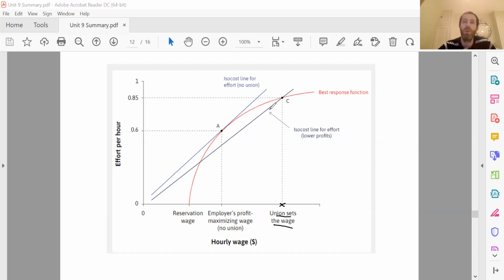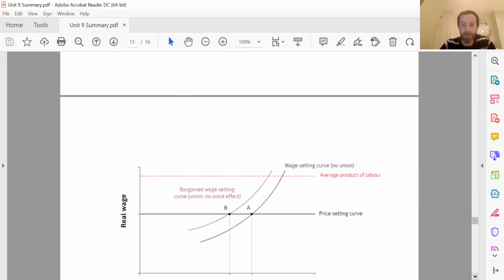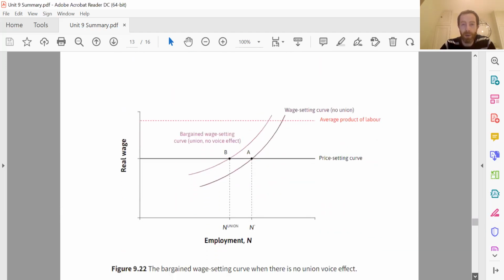This is us minimizing our cost if we have to pay this wage. Let me say it one more time. This is minimizing not cost, but the cost of effort per hour, if the wage has to be this level right here. So what's the impact of that on the wider labor market model? Well, let's scroll down.